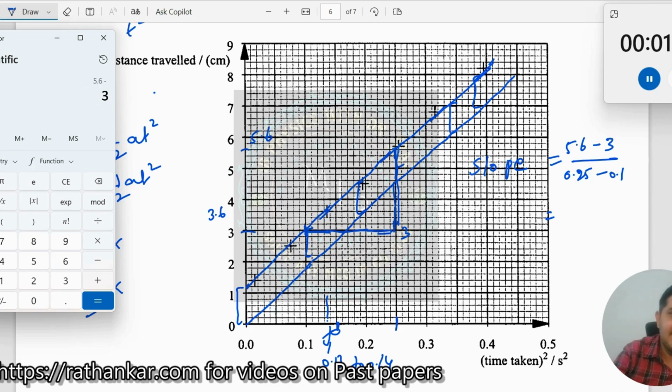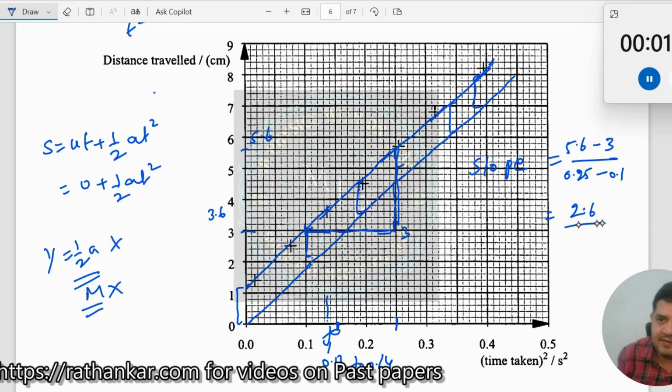5.6 minus 3 is equal to 2.6. So 2.6 divided by 0.25 minus 0.1, which is 0.15. What is that we have got? This is nothing but s by t square, which we said is equal to a by 2, right?